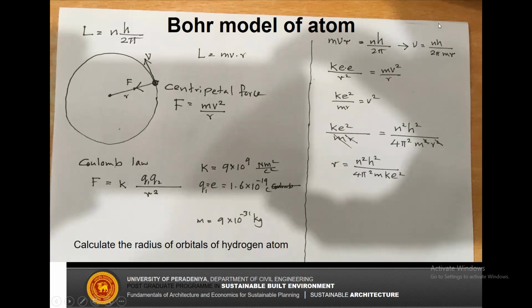So we have v here and we have v squared here. So we can compare v squared. We can remove v from these two. So the square of this equals this one. So K e squared divided by m r is equal to the square of this one, which is n squared h squared divided by 4 pi squared m squared r squared. So m cancels, one r cancels.